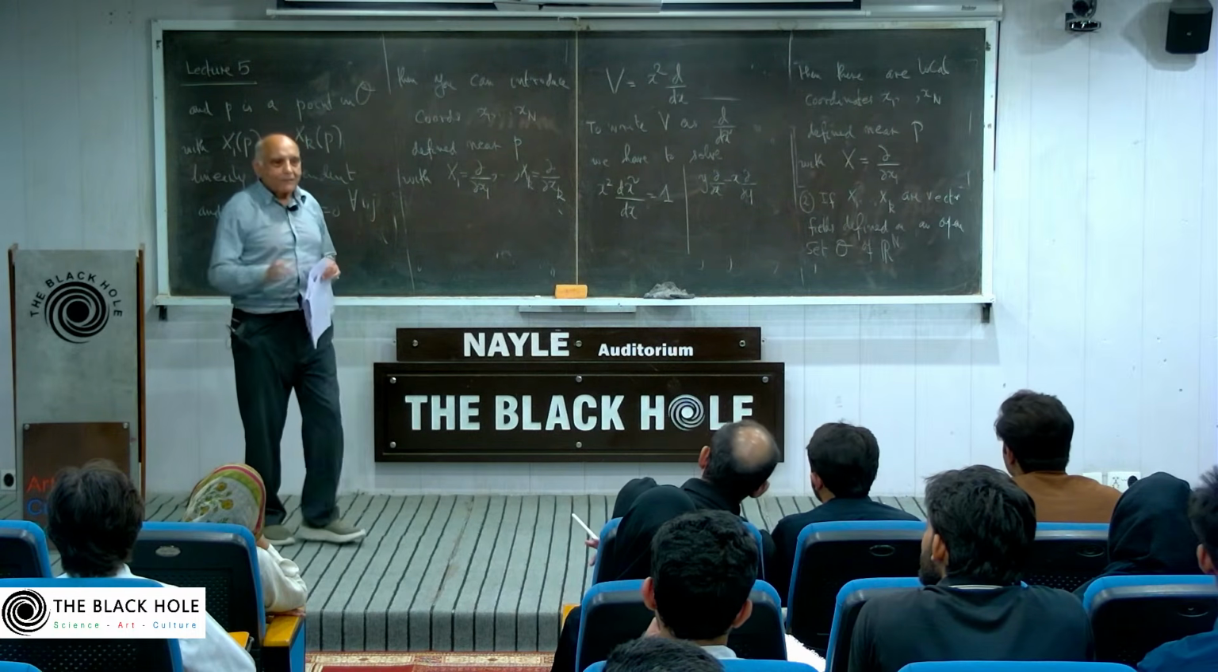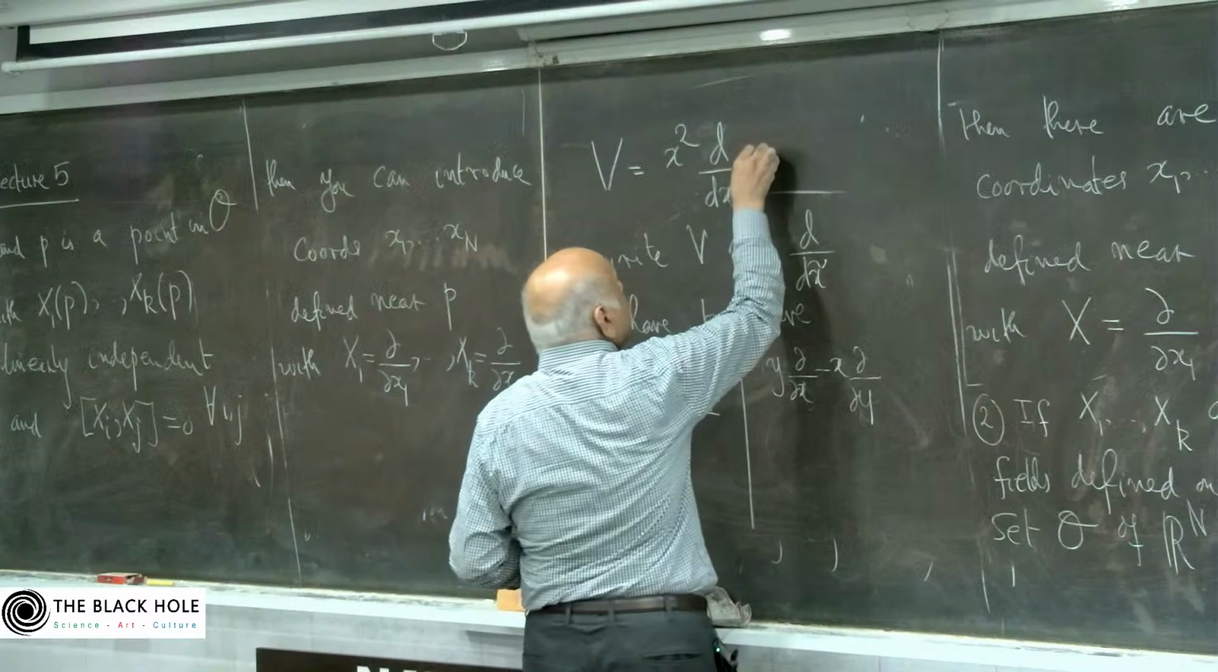Why did you write 1 here? x square dx tilde by dx is equal to 1. This condition, because I want it to be d by dx tilde.